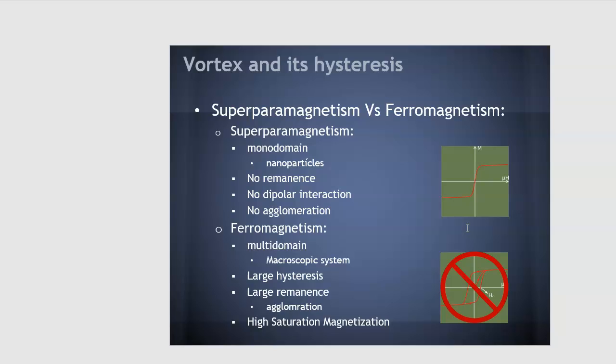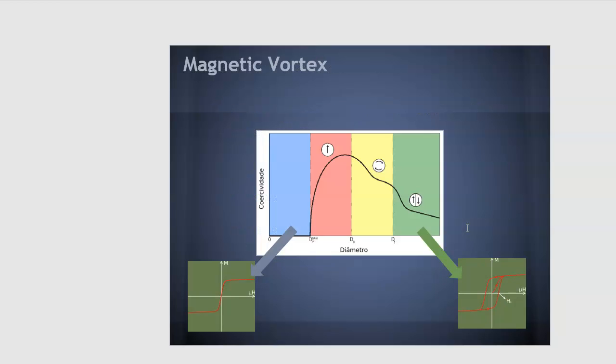However, how to avoid these things, the large hysteresis loss, which is generally observed in multi-domain particles? So how to avoid this? If we see the variation of coercivity with the diameter of the nanoparticle, the curve looks like as given in this slide.